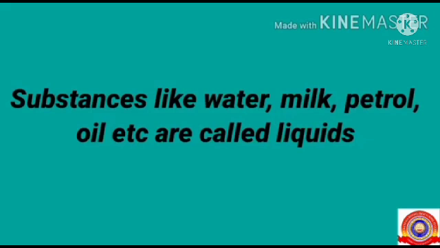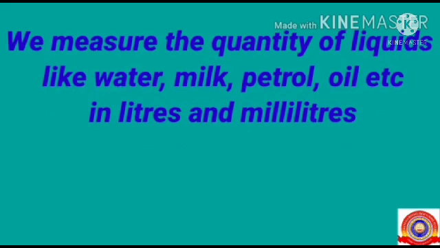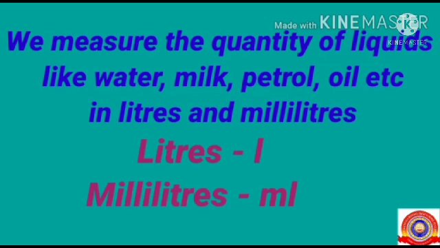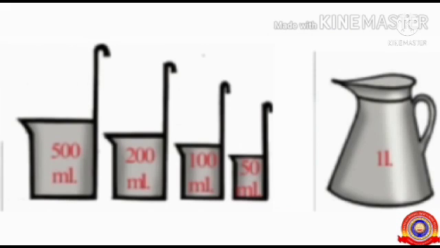See children, substances like water, milk, petrol, oil, etc. are called liquids. We measure the quantity of liquids like water, milk, petrol, oil, etc. in liters and milliliters. Liters are denoted by L and milliliters are denoted by ml. These type of vessels are generally used to measure liquid substances.